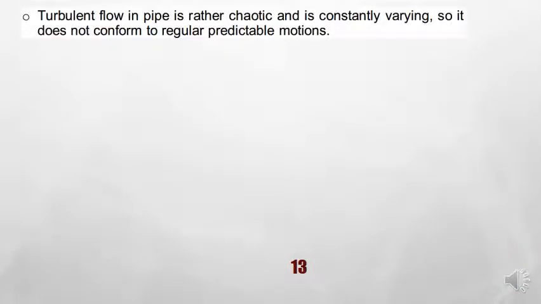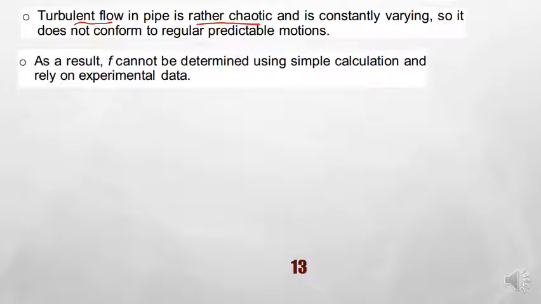If you remember from chapter 5, the flow that occurs in turbulent flow is a very chaotic situation and it keeps on varying. That's why it is quite tricky to determine the effect of energy loss in a turbulent flow system. Therefore, the friction factor F cannot be found by a simple calculation. We have to use experimental data, or we need a diagram for it.